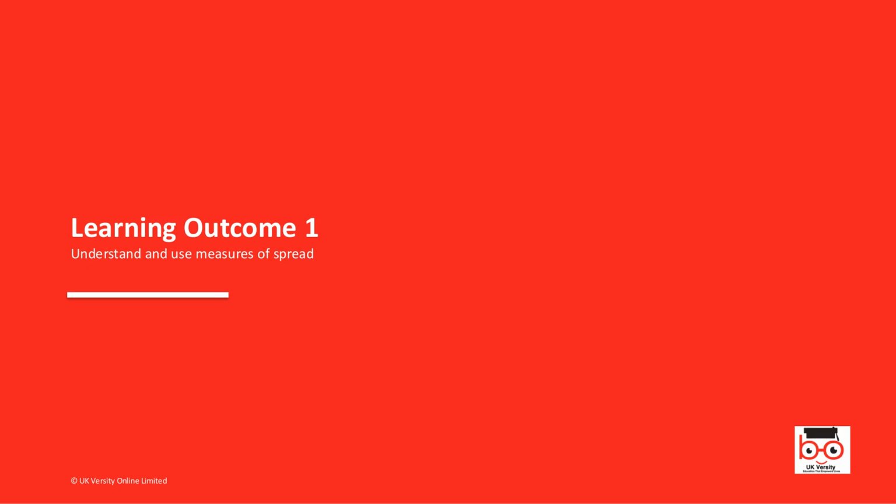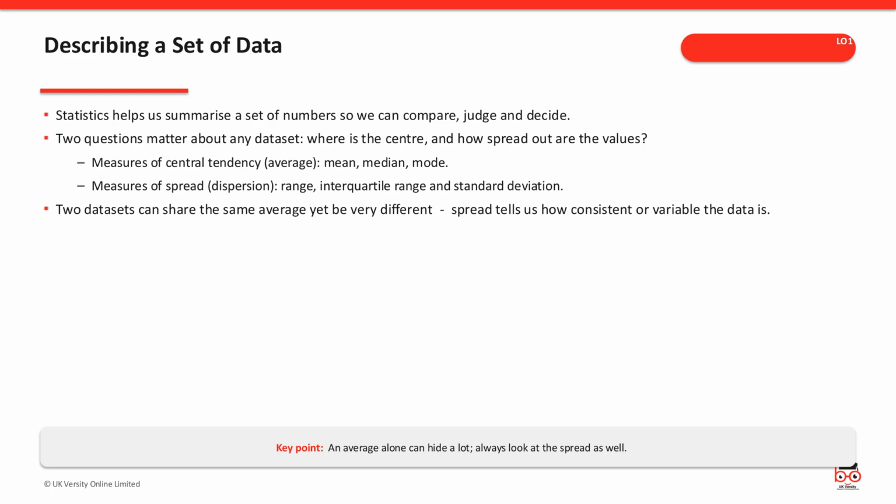Welcome to Learning Outcome 1, where we get to grips with measures of spread. By the end, you'll be able to describe not just where a dataset sits, but how spread out its values really are. Whenever you've got a pile of numbers, statistics helps you boil them down so you can compare and decide. There are really two questions worth asking about any dataset.